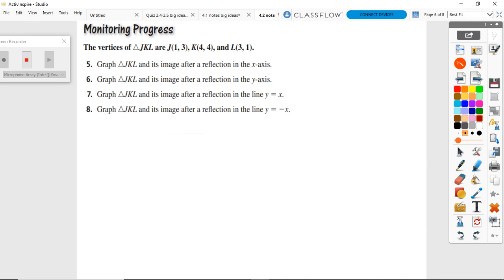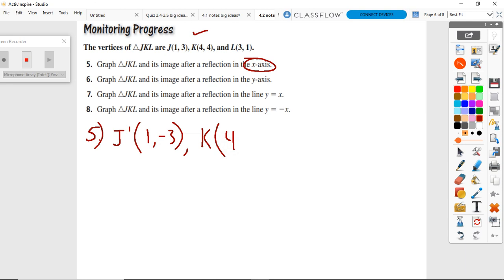All right, back again. So here we go. Number 5. We're taking this triangle JKL, and first it tells us to reflect it in the x-axis. All that does is change the sign on the y value. So if J is (1, 3), J prime is (1, -3). If K is (4, 4), then K prime is (4, -4). And if L is (3, 1), then L prime is (3, -1). So that's a flip in the x-axis, flipping the y values.